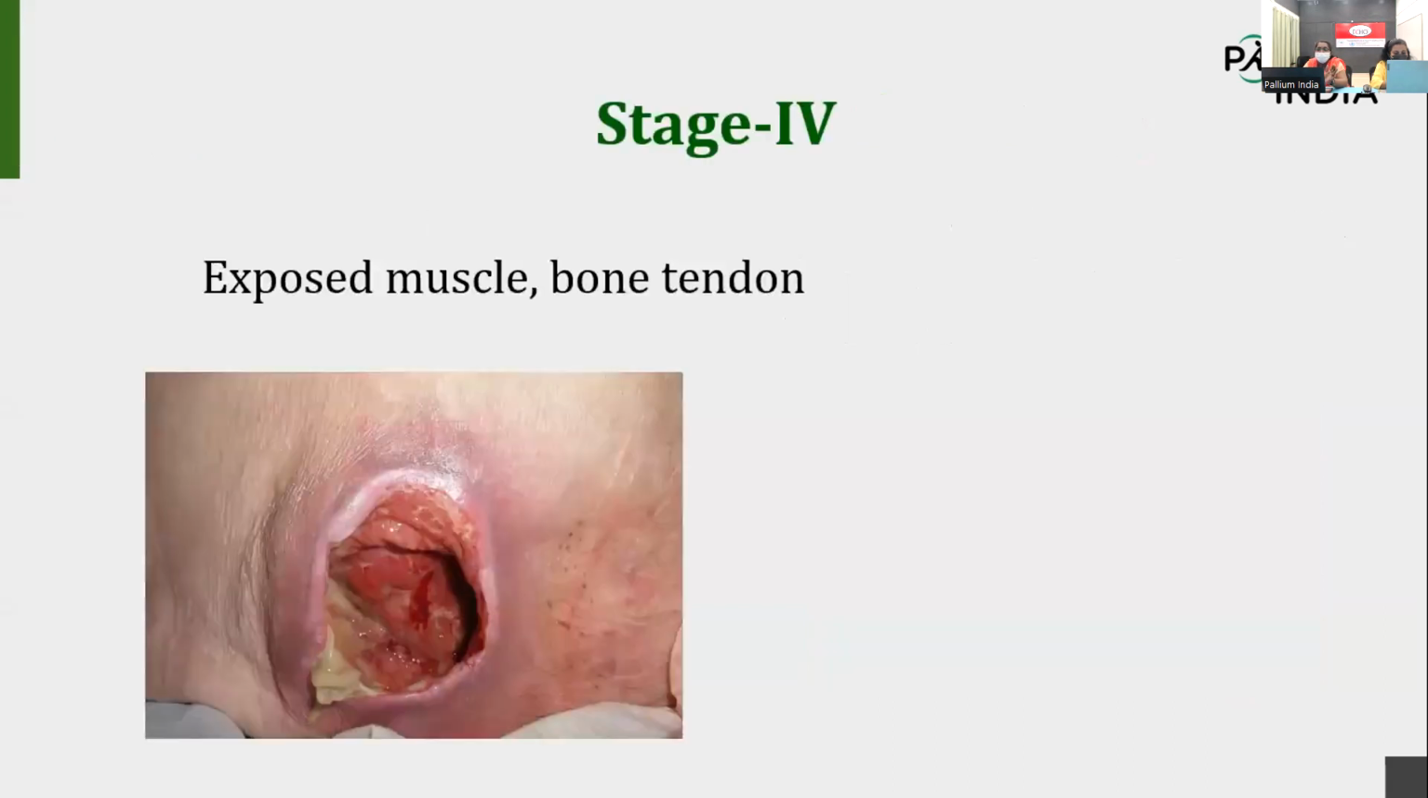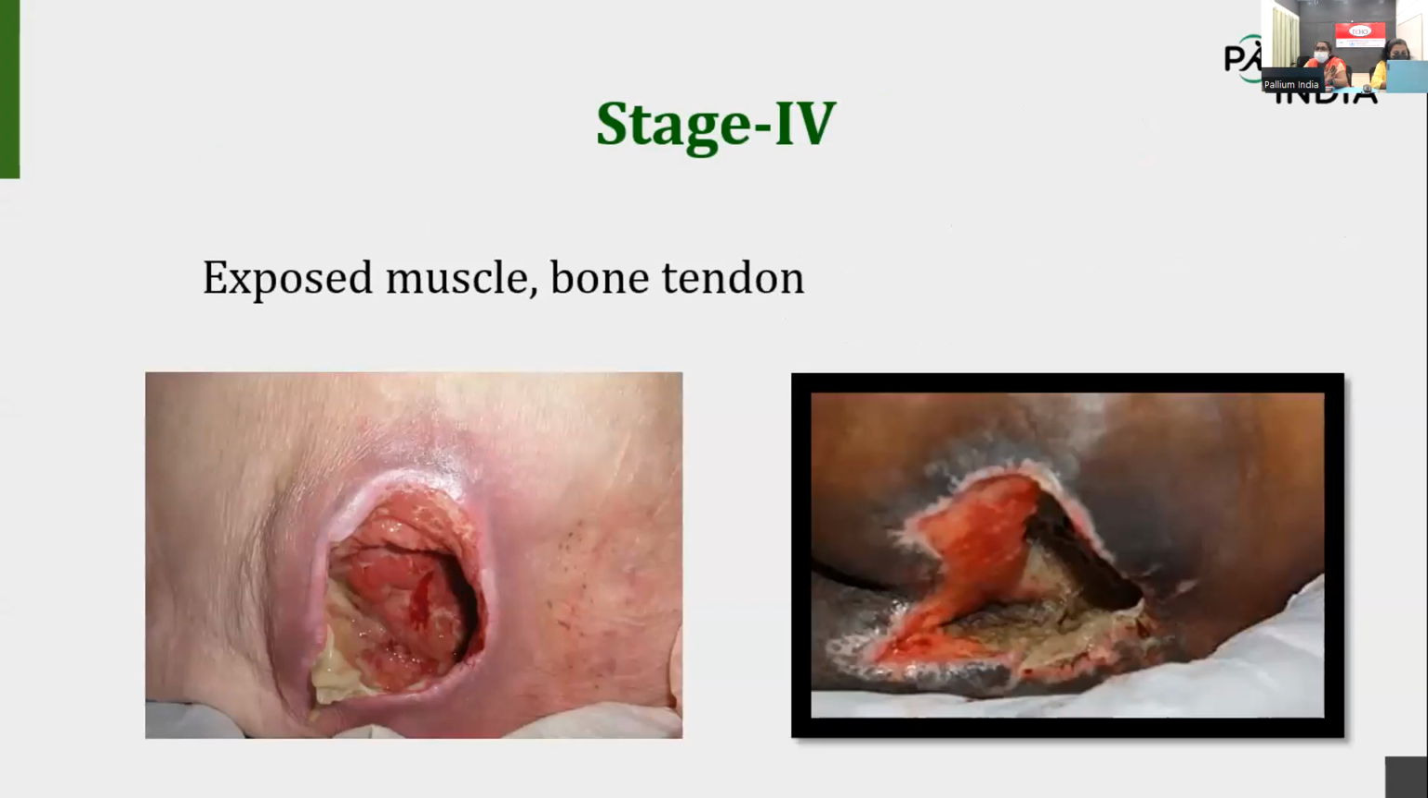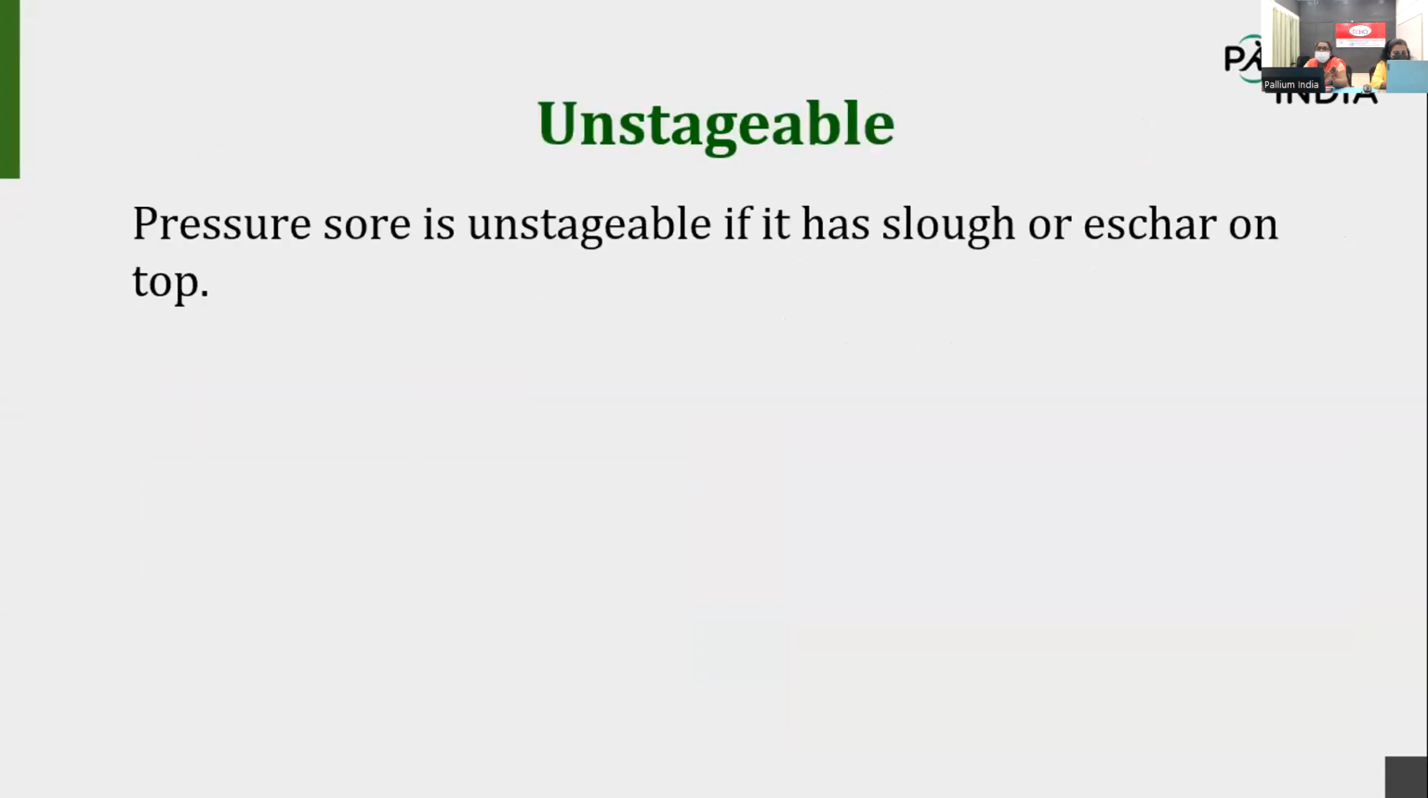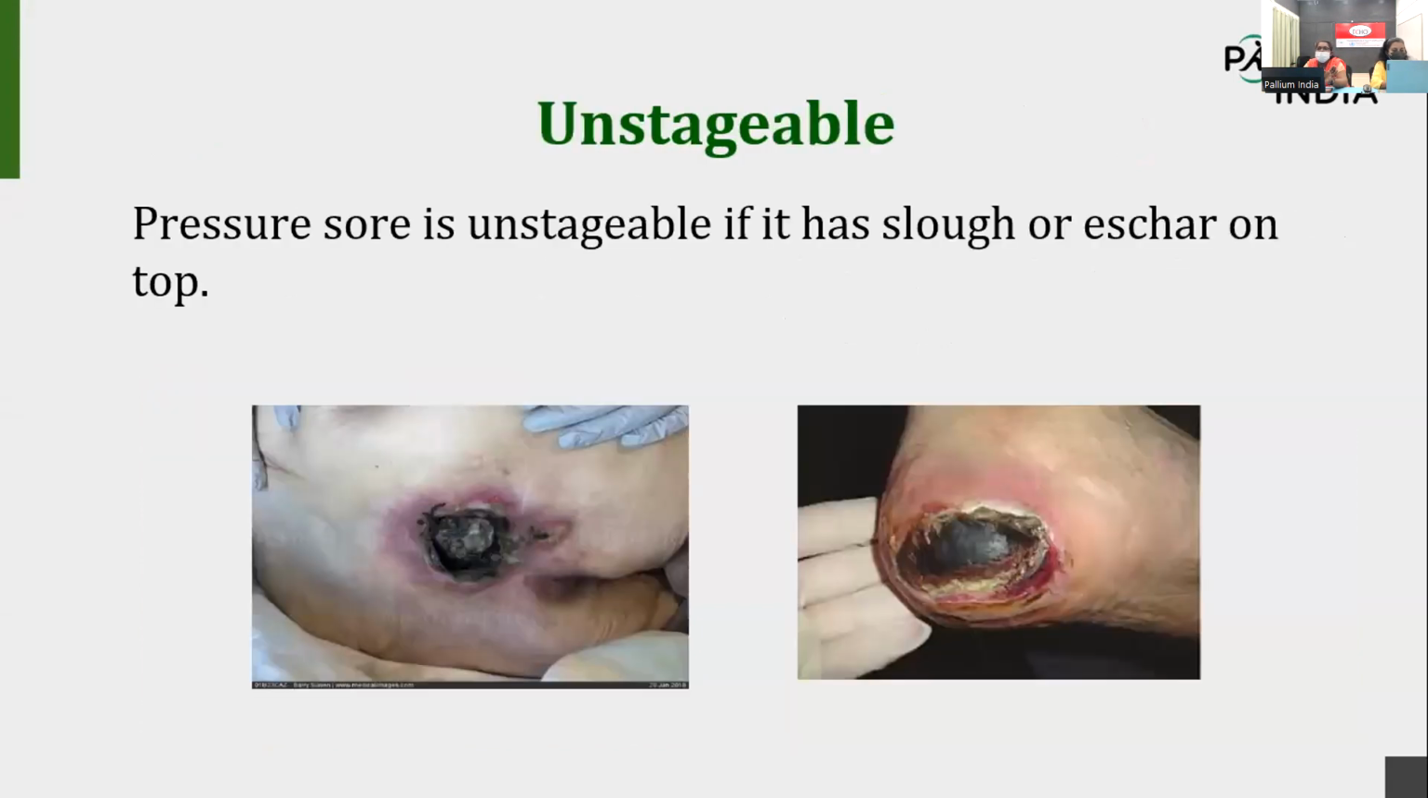So coming to the fourth stage, exposed bone, muscle and tendon. So this is the fourth stage. Okay. The fifth stage is unstageable. If there is a slough or a black necrotic tissue on the top of the wound, we can't assess the stage. That is, we call it an unstageable wound.